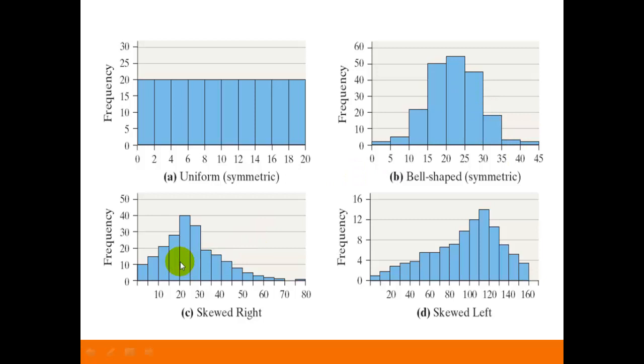This one down here is skewed right, again because we have a long tail on the right and most of the data is on the left side. This one is skewed left because we have a longer tail on the left and the bulk of the data is more towards the right of the graph.